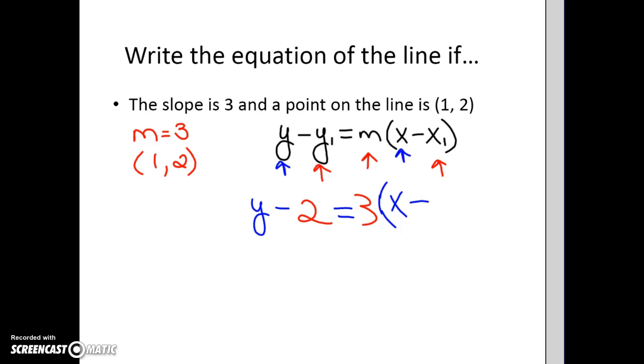Minus, in this x sub 1, we know we have to substitute, so we go to our point and identify the value of the x coordinate, which is 1, and we close the parentheses. We have now written our equation in point-slope form using a point and a slope.